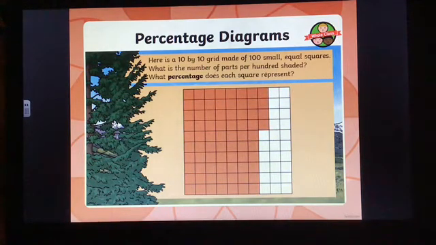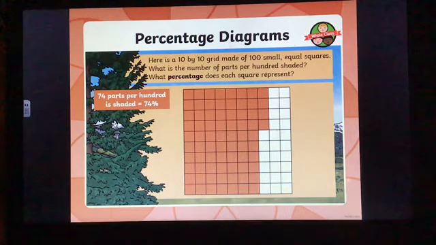And this time, a little bit trickier because they're not complete columns or rows shaded in. But if we were to count them, we would see that 74 out of 100 are shaded in, or 74%.